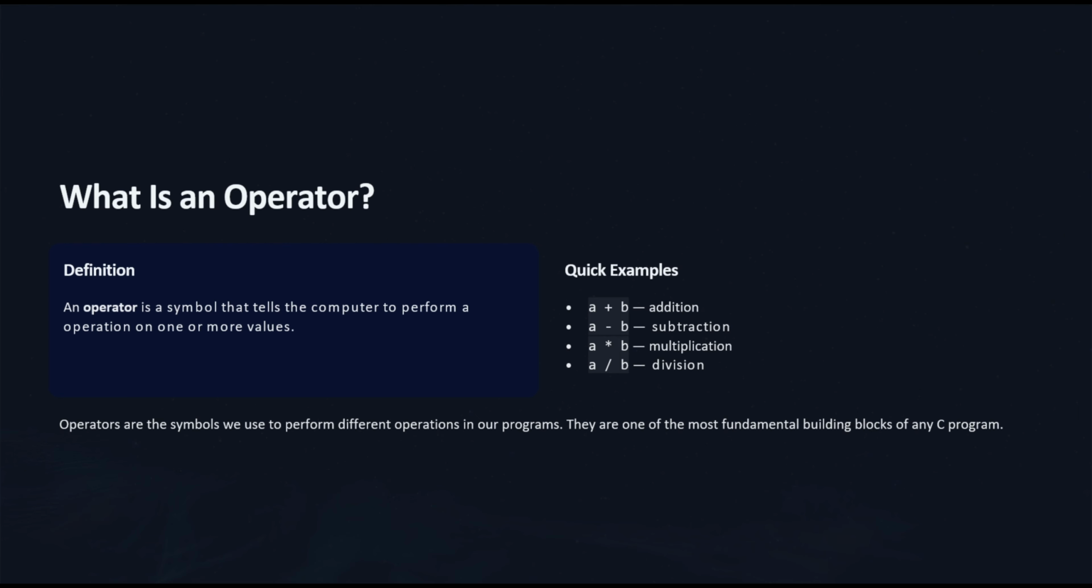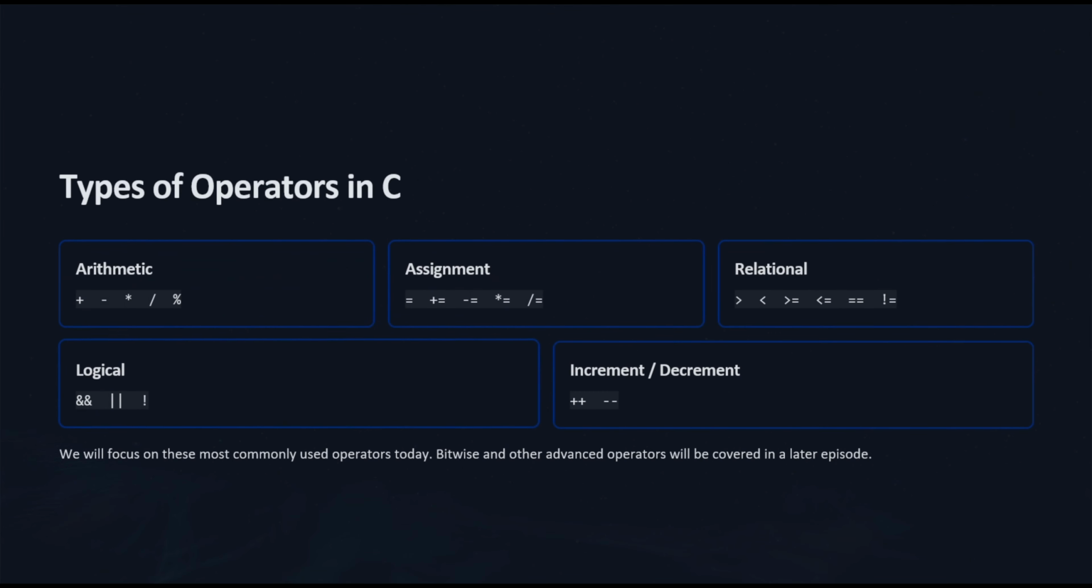What is an operator? Definition: an operator is a symbol that tells the computer to perform a specific operation on one or more values. Quick example: a + b is addition, a - b subtraction, a * b multiplication, a / b division. Operators are the symbols we use to perform different operations in our programs. They are one of the most fundamental building blocks of any C program.